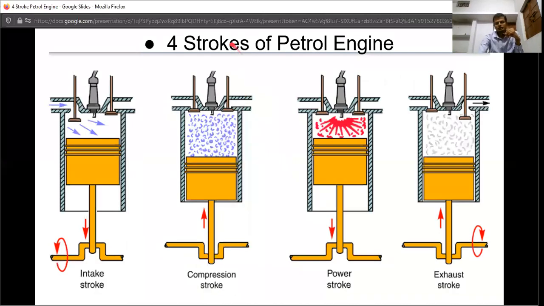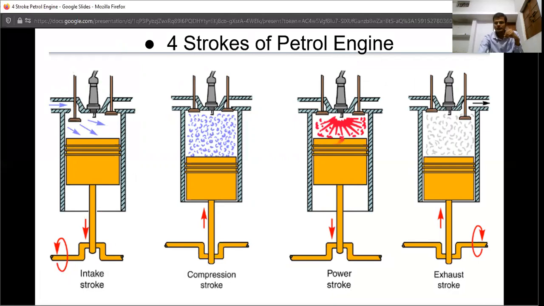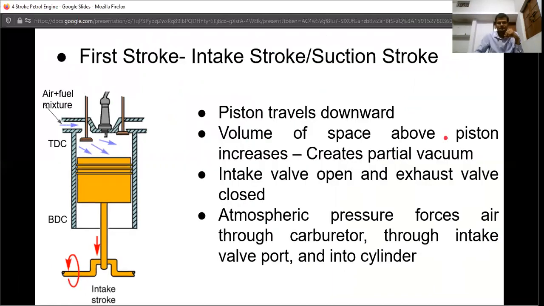So these are the four strokes of a petrol engine. There are four strokes. First is the intake or suction stroke. The second stroke is called the compression stroke. The third stroke is called the power stroke. And the fourth stroke is called the exhaust stroke. Now I will explain these strokes one by one.